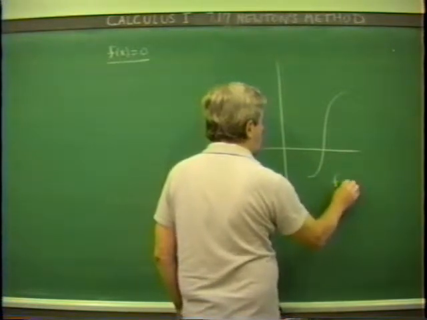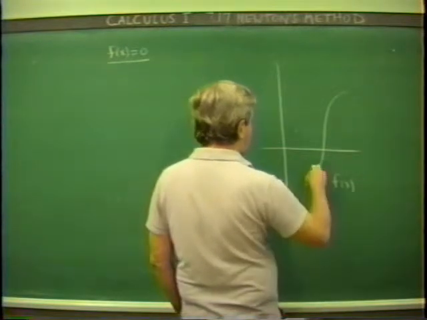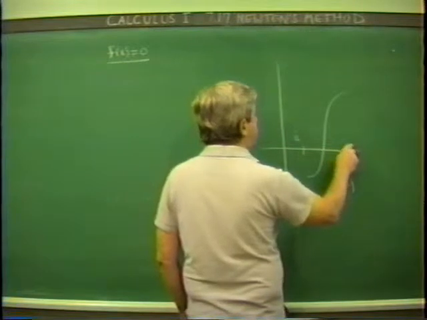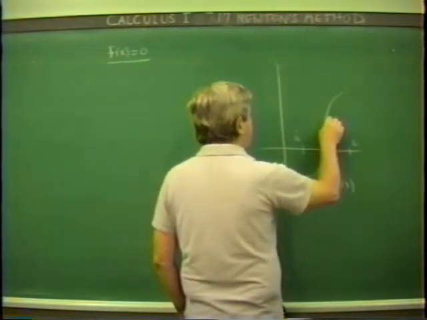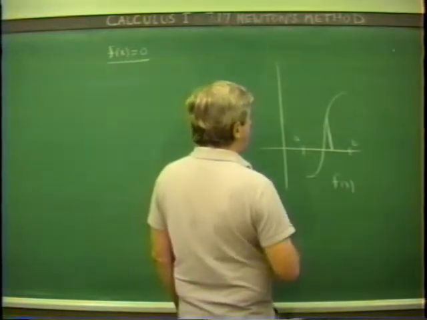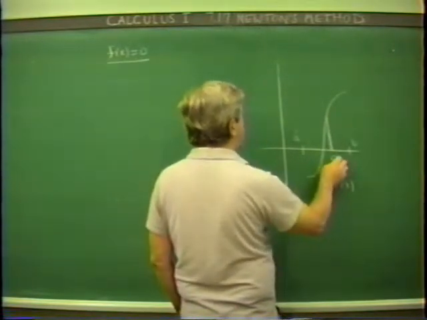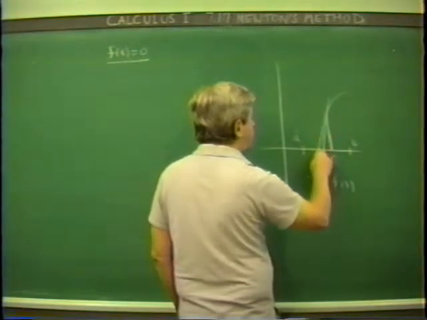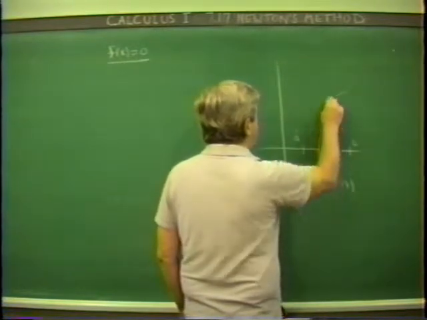Let's take a look at the situation here. Let's suppose that we've got a function f of x. Let's say that at a it's negative and at b it's positive, or vice versa. And we want to find out where it equals 0. Well, if we take a first approximation to this, c, perhaps gotten by interpolating, Newton's method simply says this.